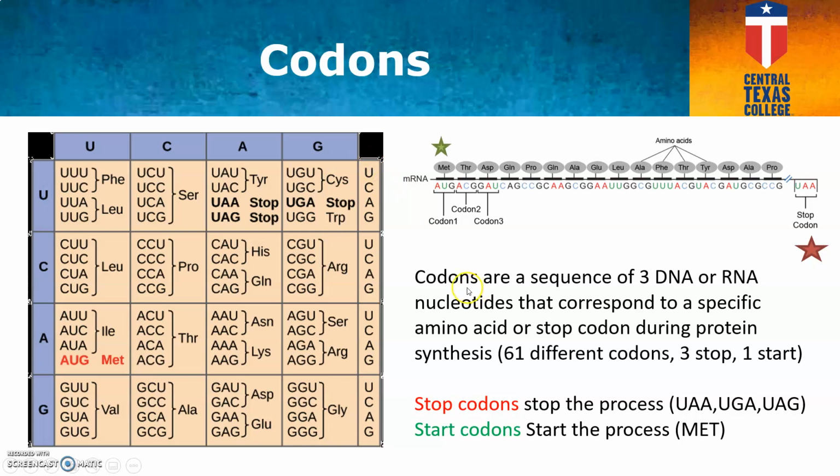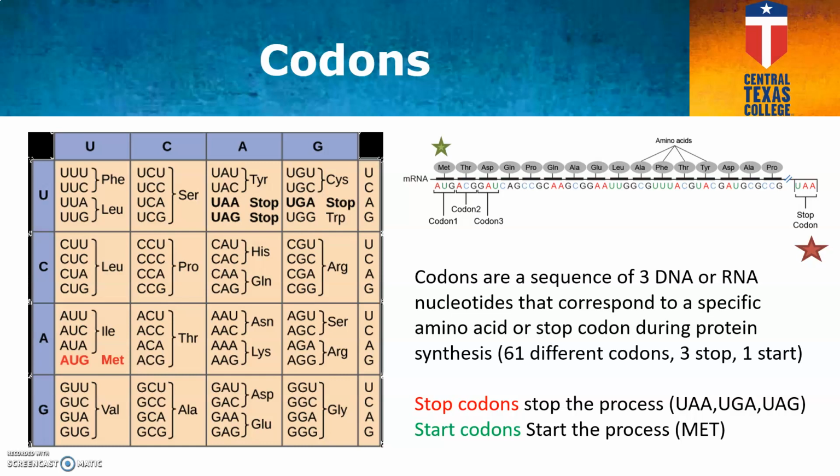Okay, so protein synthesis. In protein synthesis there are these things called codons, and these are a sequence of three DNA or RNA nucleotides that correspond to a specific amino acid, or a stop codon, or even a start codon during protein synthesis. There are 61 different codons, 3 are stop codons, which stop transcription, and then one start, which kind of gets the whole process going.